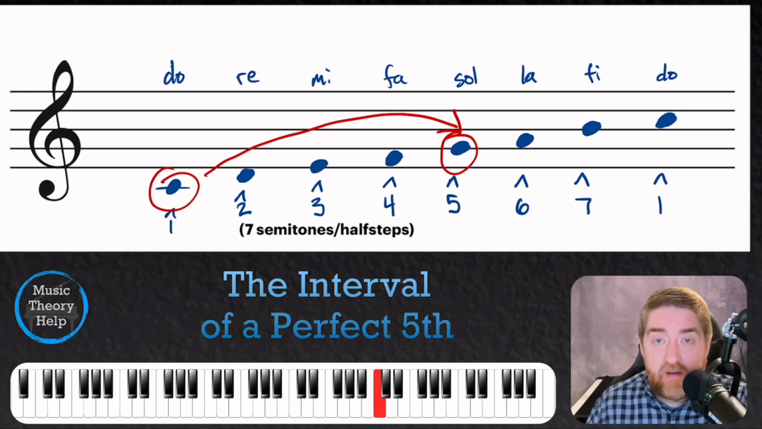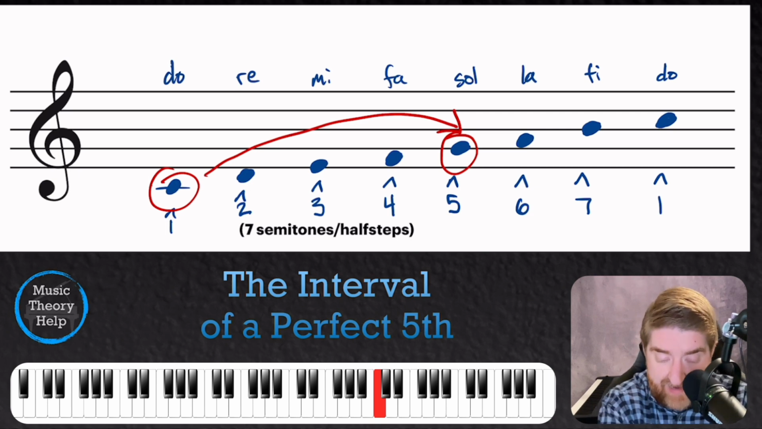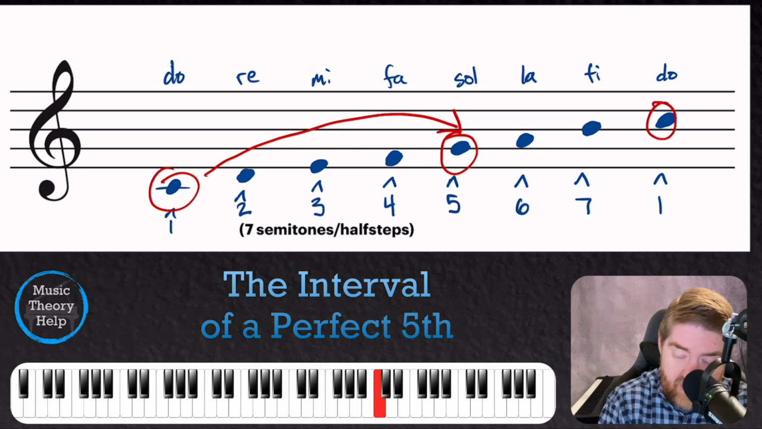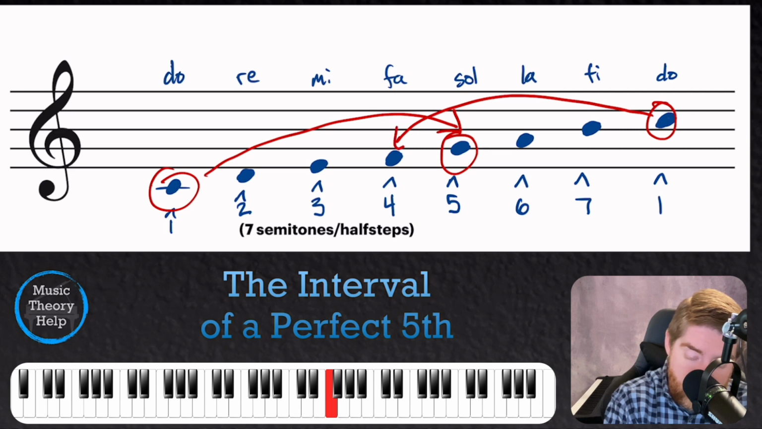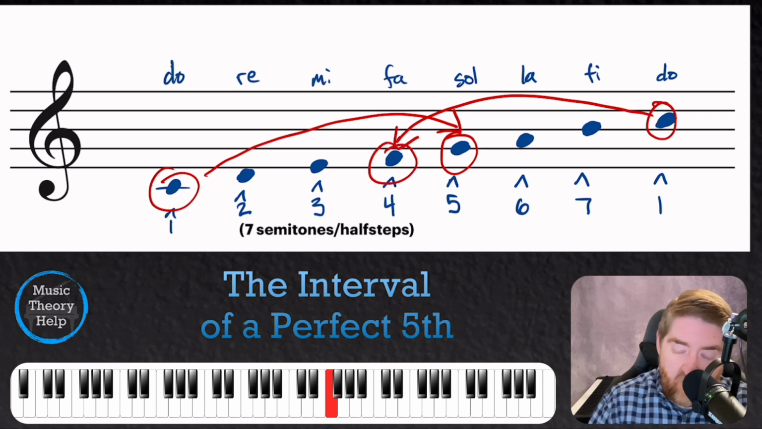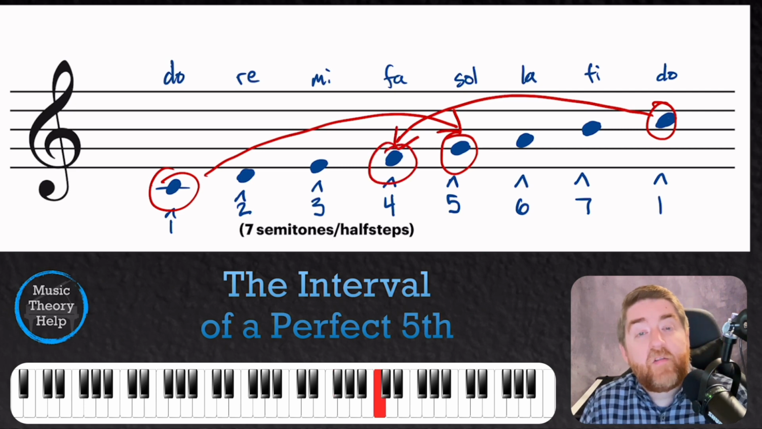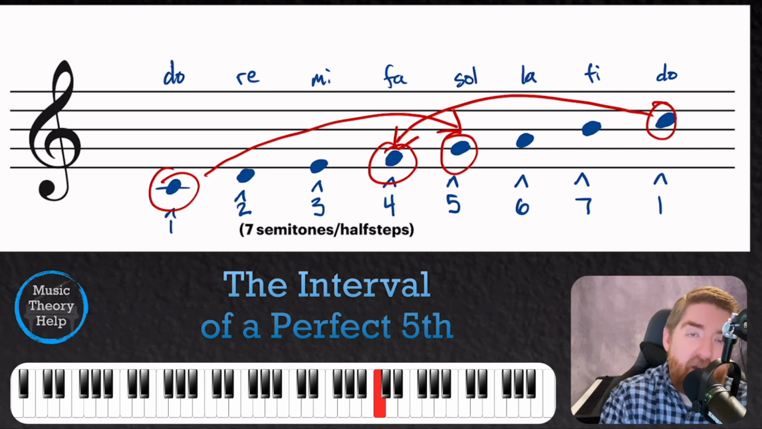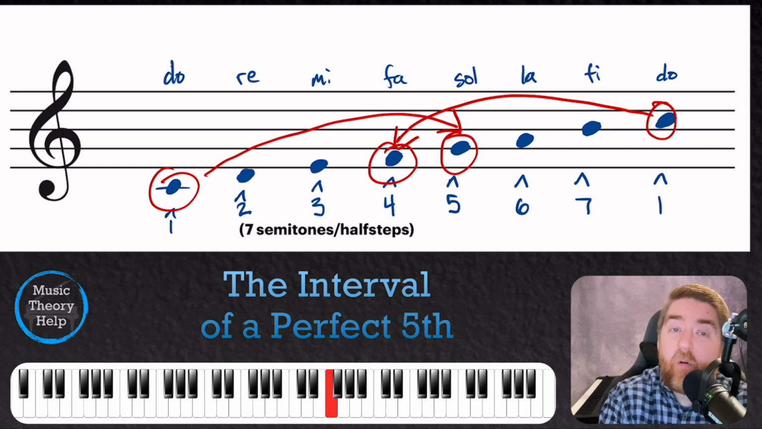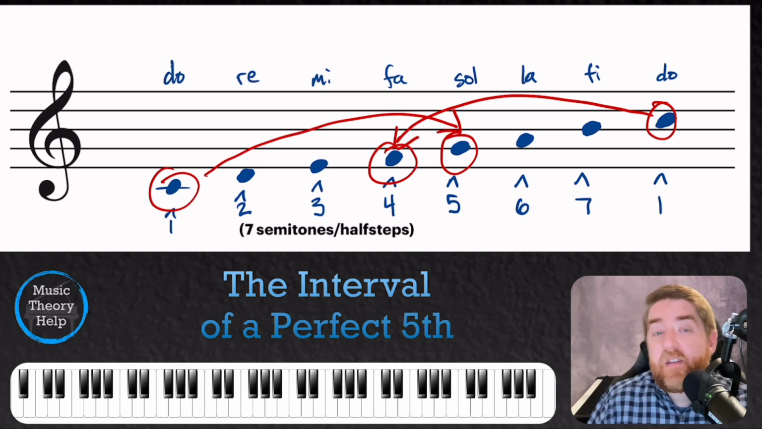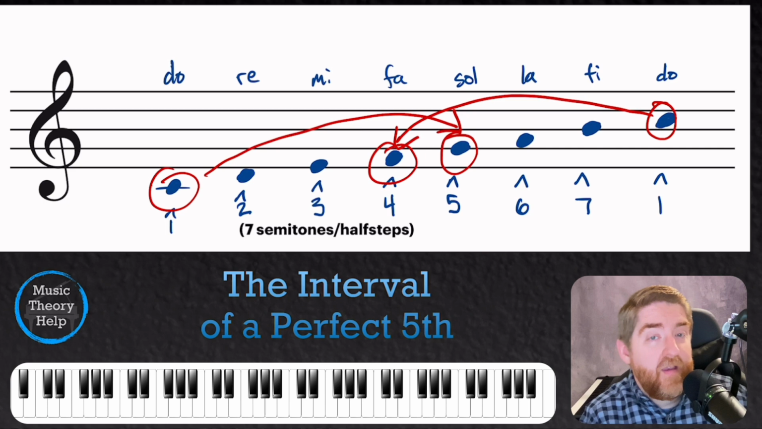What if we started up here at the upper Do or scale degree 1 and went down? If we go down, we end up at scale degree 4. So from scale degree 1 down a fifth would take us to scale degree 4 or Fa. So that's really important. Scale degree 1 up to scale degree 5 is a perfect fifth, or scale degree 1 down to scale degree 4 is a perfect fifth.